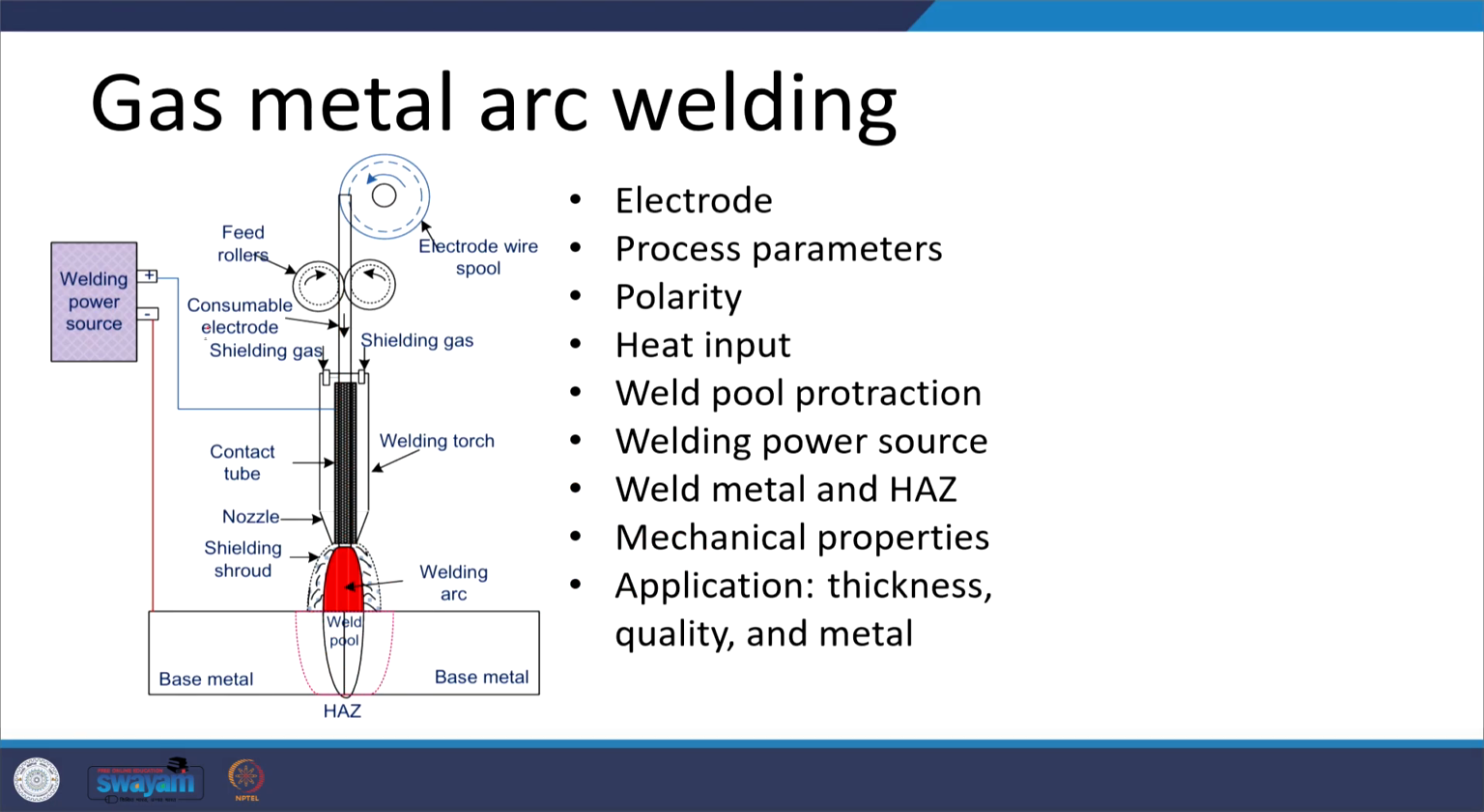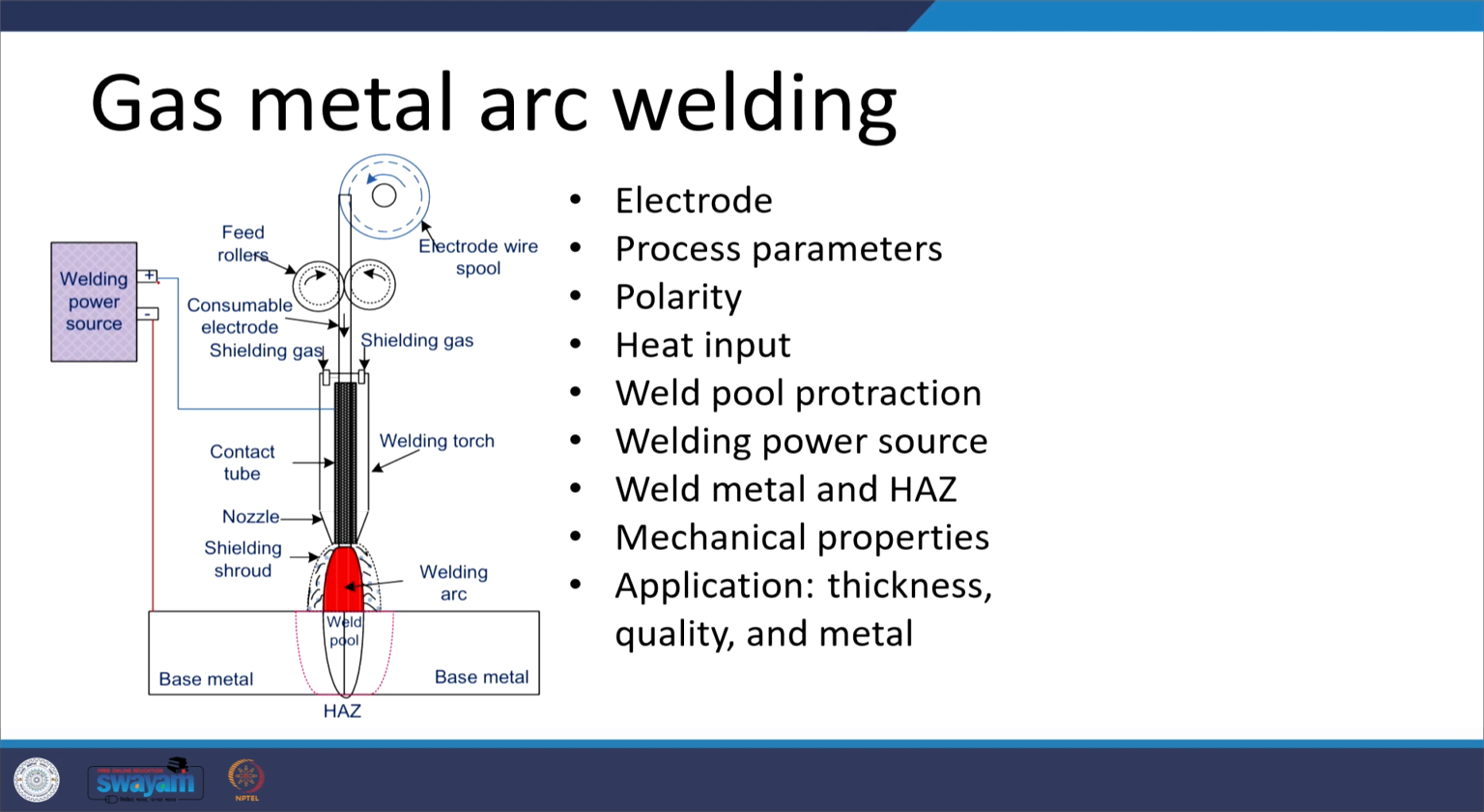Here, if you can see, the positive terminal is connected to the electrode and the negative terminal is connected to the base metal, which means we are using DC-RP, reverse polarity. When the negative terminal is connected to the electrode and the positive terminal is connected to the base metal, then we have DC-SP, straight polarity. In straight polarity, the negative terminal of the power source is connected to the electrode and the positive terminal is connected to the base metal.